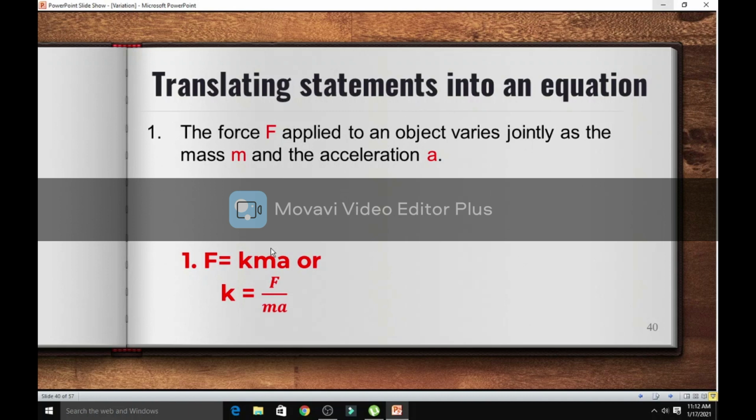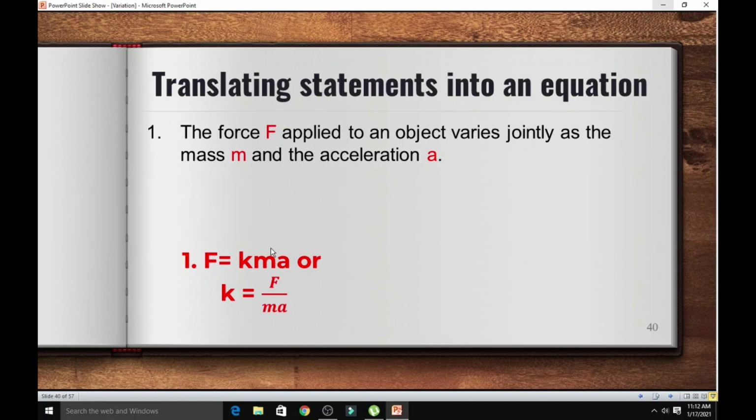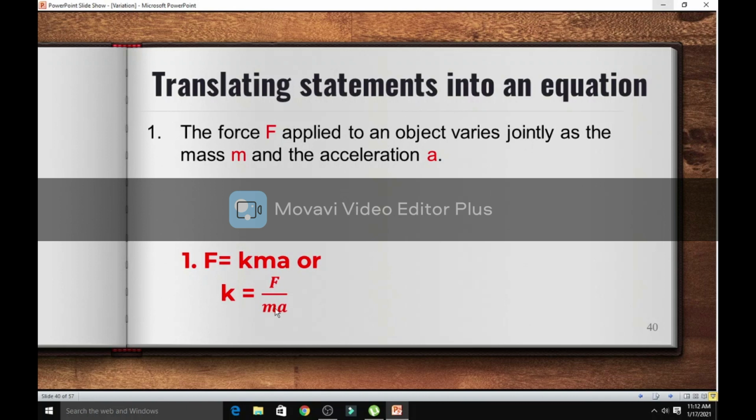Or, paano naman natin hahanapin yung equation for K? Yung dalawang variables na kasama ni K, ilalagay natin sa denominator, and F or yung variable on the left side of the equation na ilalagay natin as numerator. So, ang equation natin for K is K is equal to F over MA, or F divided by the product of M and A.